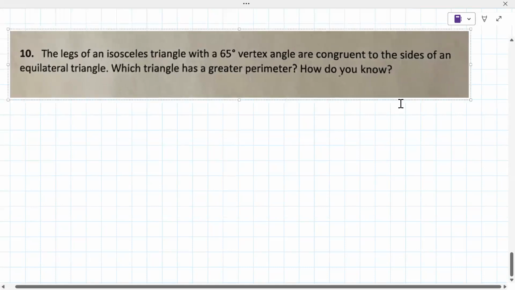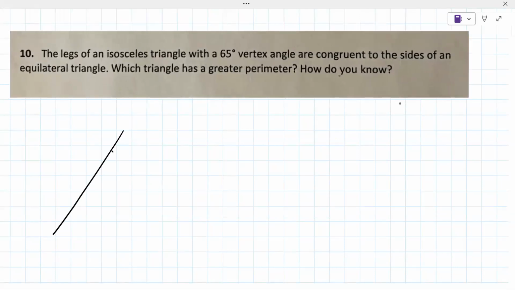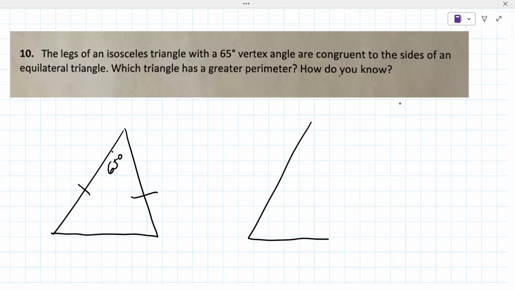All right, so the legs of an isosceles triangle with a 65-degree vertex angle. So that's something like this. That's 65 degrees. That's the vertex angle. Are congruent to the sides of an equilateral triangle. So basically they're saying these are the same. The equilateral triangle is 60, 60, and 60. Okay, get that drawing down, and then we can proceed with the next part of this.